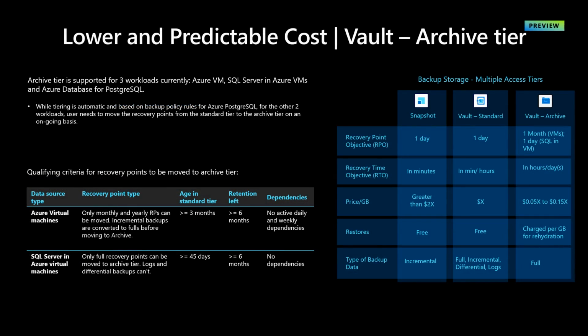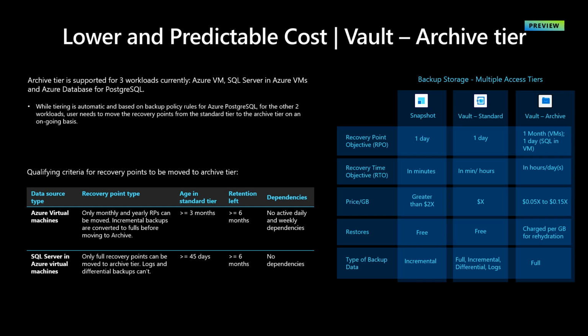If I focus on costs for a second, I'll show you an effective way to save costs on your long-term retention data, taking advantage of the archive tier. The archive tier is supported for Azure VMs, SQL in an Azure VM, and Azure Database for PostgreSQL. And while tiering is automatic based on policy for PostgreSQL, Azure VMs and SQL on an Azure VM recovery points need to be moved manually to the archive tier. And below you can see the qualifying criteria for recovery points to be moved to the archive tier.